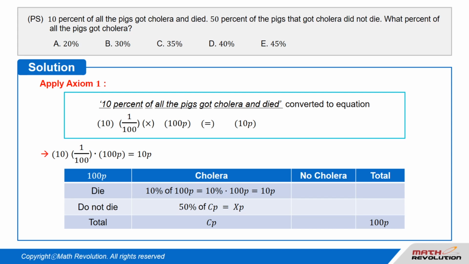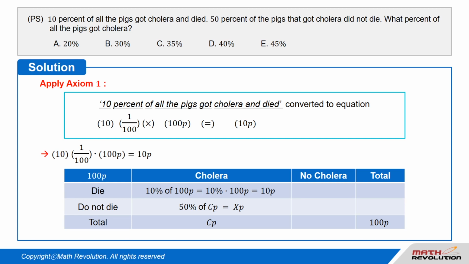Now, 10% of all the pigs got cholera and died. Then we get 10% of 100 times P, equal to 10 times 1/100 times 100 times P, which equals 10 times P. The overall is 100 times P. In the first row, we have the number of pigs who died of cholera, which are 10% of 100 times P, which is 10% times 100 times P, that is 10 times P. Died of not cholera, and total pigs died.